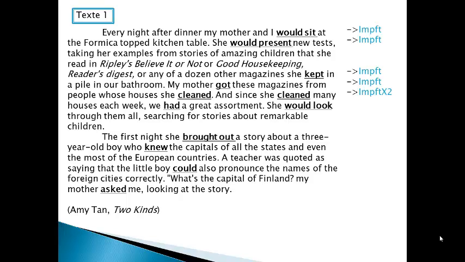It's still background. We had a great assortment. Is it a one-time thing or is it like a general thing? It's a general thing. She would look through them all. It's a general thing.